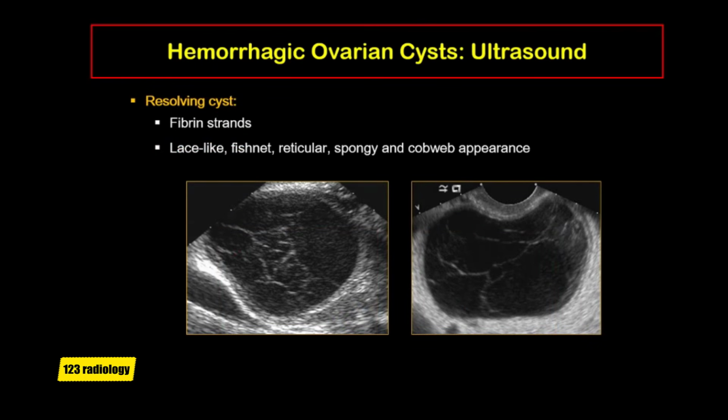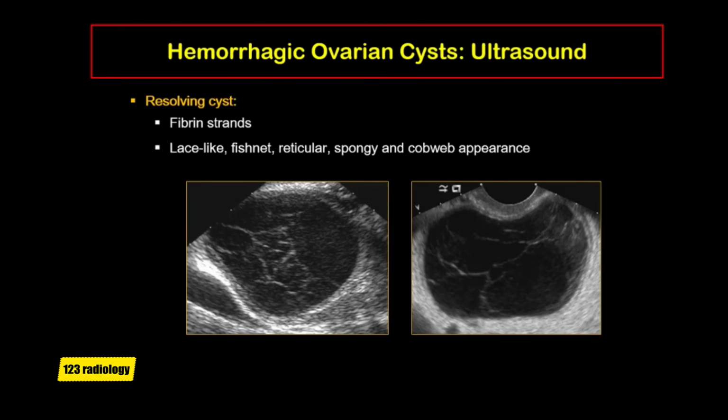A common feature of a resolving hemorrhagic cyst is the presence of ultrasound findings that are consistent with fibrin strands. Multiple descriptive adjectives can be used to report the appearance of this avascular material. Acceptable terms include cobweb, reticular, lace-like, fishnet, and spongy. This refers to irregular fine lines that typically do not completely traverse the cyst.